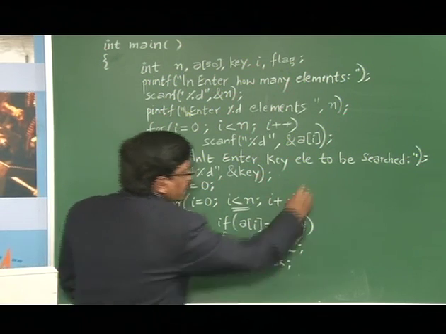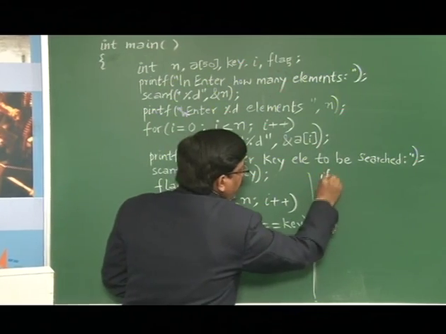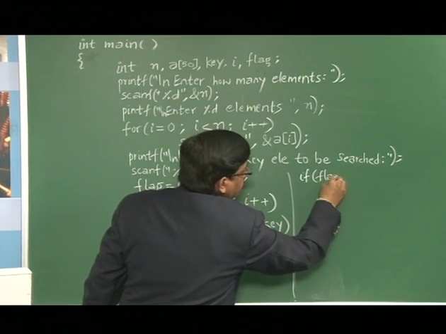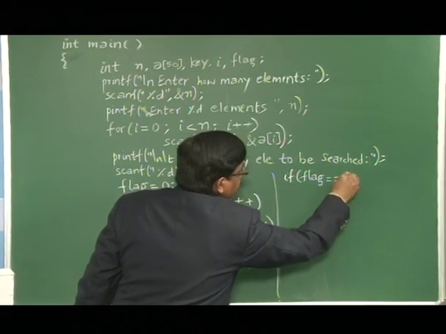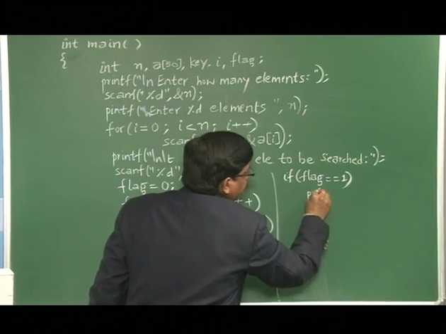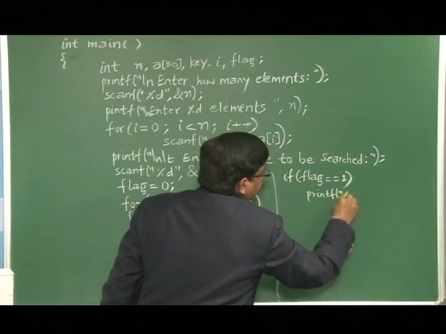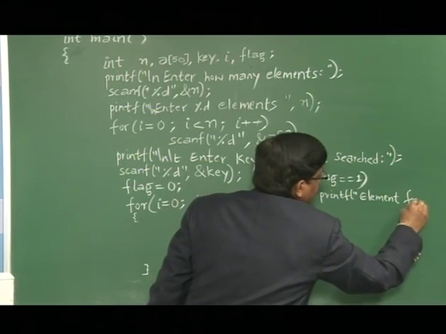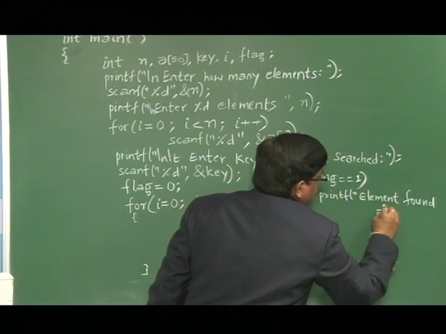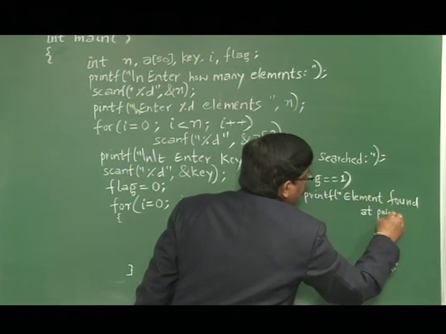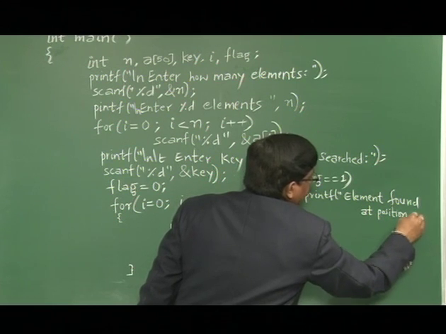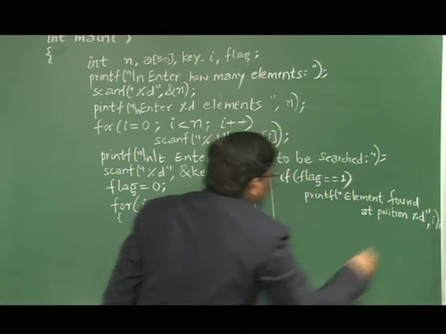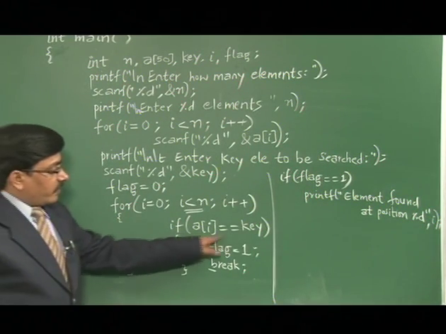let me write the code here. After coming out of this particular loop, if flag is equal to 1, I will print a message: printf element found at position %d, i.